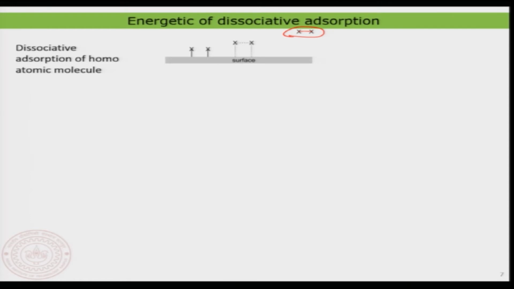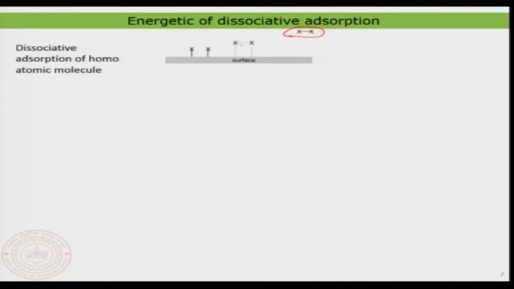A heteroatomic molecule would also do something similar, but let us take a homoatomic molecule. So, I have a diatomic molecule now, and the molecule is adsorbing onto the surface. Everything works the same way, but the most interesting thing to keep in mind is that when the interaction with the surface starts to increase, the interaction between the molecules starts to weaken.